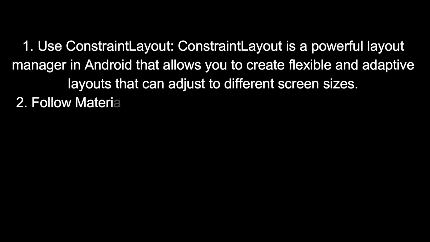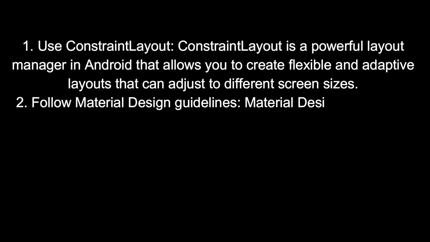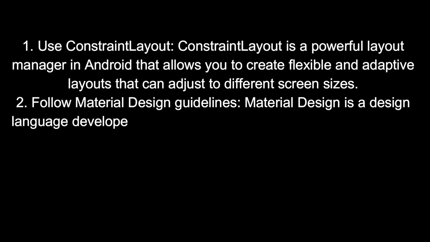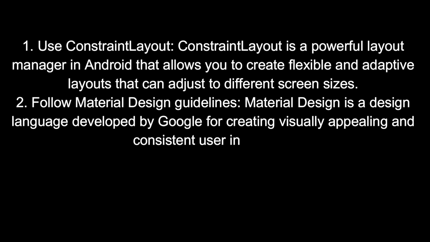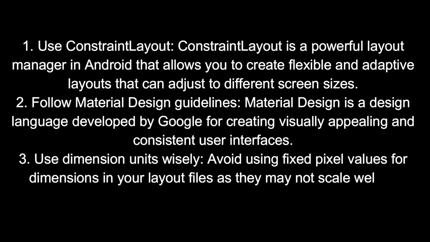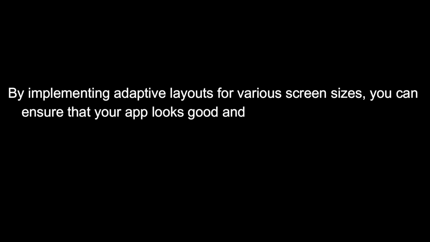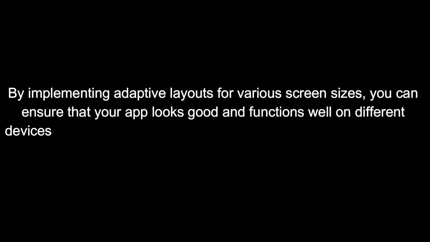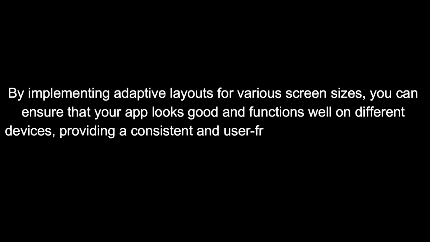2. Follow Material Design Guidelines. Material Design is a design language developed by Google for creating visually appealing and consistent user interfaces. 3. Use dimension units wisely. Avoid using fixed pixel values for dimensions in your layout files as they may not scale well on different screen sizes. By implementing adaptive layouts for various screen sizes, you can ensure that your app looks good and functions well on different devices, providing a consistent and user-friendly experience for your app users.